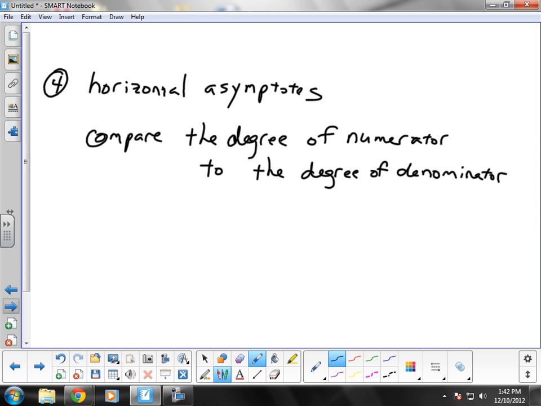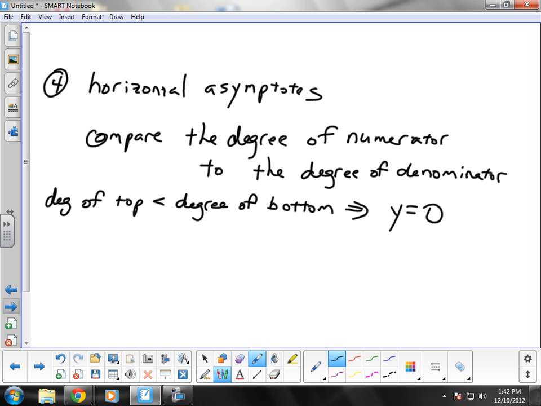And so you get three things that could happen if you've got a top and a bottom and you're comparing them. Case 1: the degree of the top could be less than the degree of the bottom. If that's the case, then my horizontal asymptote is just at y equals 0.